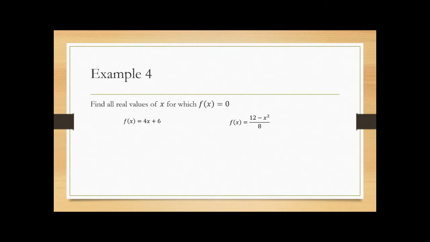So when it says find all real values of x, that means if you get an imaginary number, you ignore it, because we want only real numbers. So to solve this, you set each equation equal to 0. So for the first one here, f of x equals 4x plus 6. I replace f of x with 0, so I get 0 equals 4x plus 6. And then I solve. So I want you guys to solve this one and tell me what x is equal to.